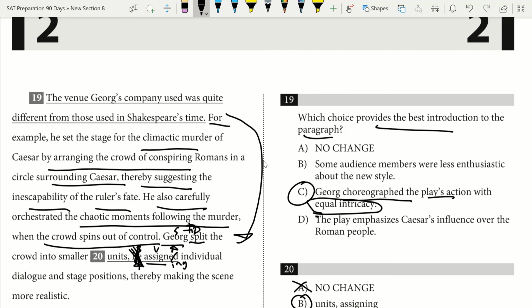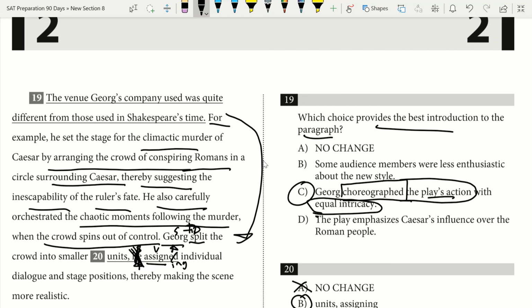So in this case, we're talking about how he involves the crowd, right? He has them arrange to act like conspiring Romans, forming a circle around Caesar. That's choreography. That's them engaging in the play's action. That's really what we're focusing on in this paragraph. So our best introduction for that would be C.